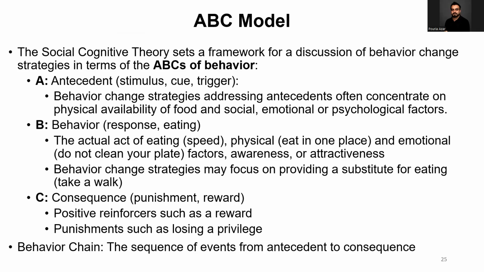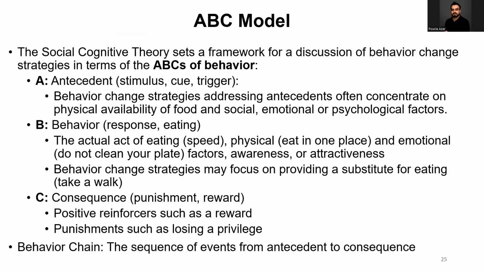Another behavior change strategy is called the ABC model. A stands for antecedent, which means any kind of cues or triggers. B stands for behavior, which is the response or eating. And C stands for consequences. And there are two types of consequences, punishment or reward.